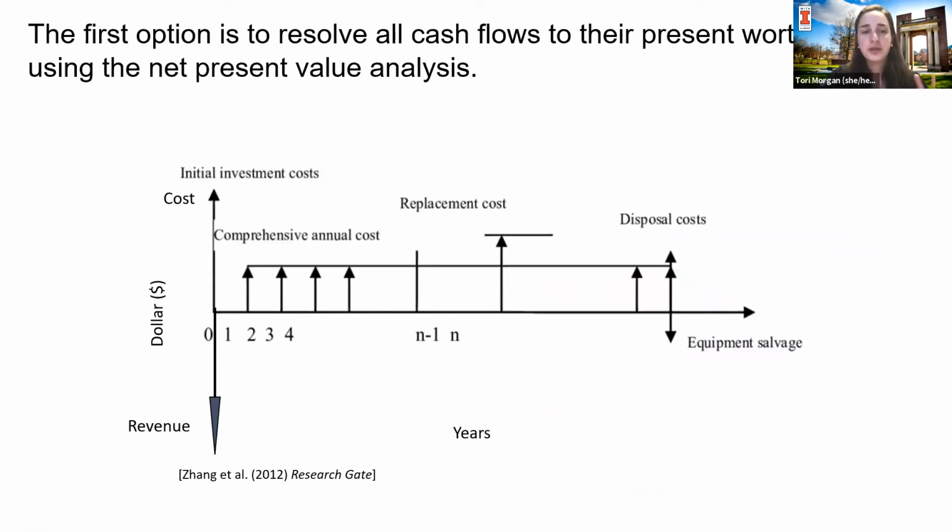So there are two ways we can look at cash flows: present worth or annual worth. The first option is to resolve all cash flows to their present worth by using net present value analysis. In this example the arrows are flipped, but it doesn't matter which way your arrows go, as long as you keep track of your costs and expenses, and your revenues and profits, you'll get the same answers. Here they look at initial investment cost, then cost over time, such as replacement, and then disposal cost. Then they look at their revenue from the start, and equipment salvage at the end.